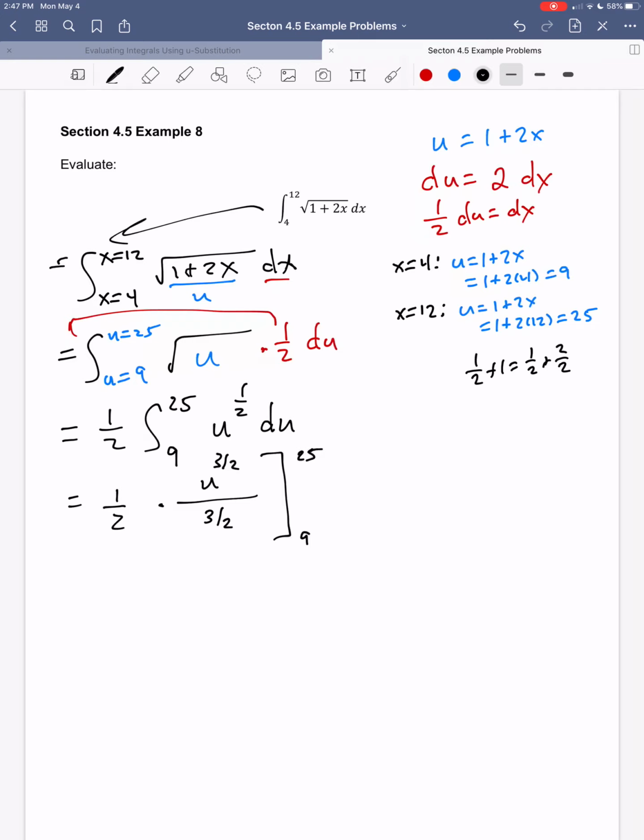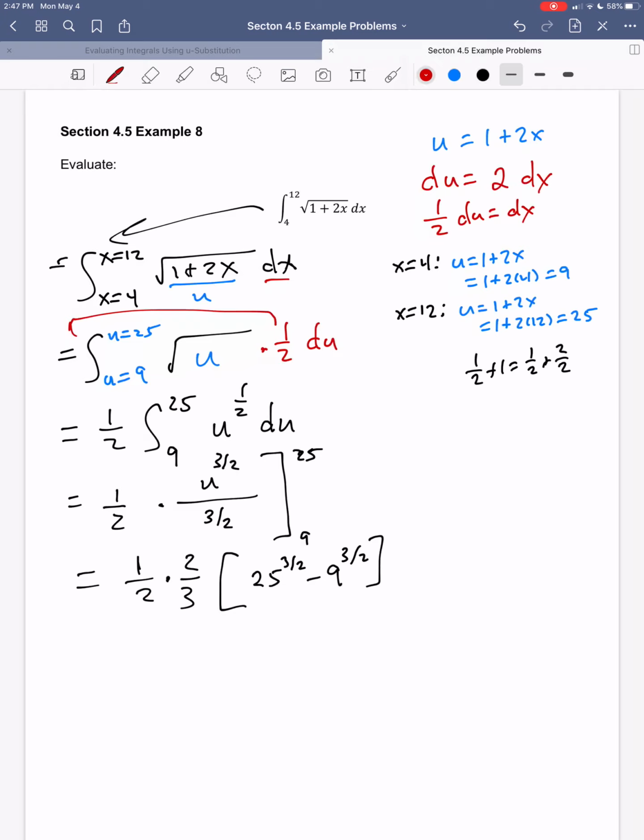I don't need plus c. Definite integrals, we don't have to worry about that constant of integration. If I'm dividing by 3/2, that's the same thing as multiplying by the reciprocal, which would be 2/3. And then I get u to the 3/2 evaluated between 25 and 9, so I get 25 to the 3/2 minus 9 to the 3/2.